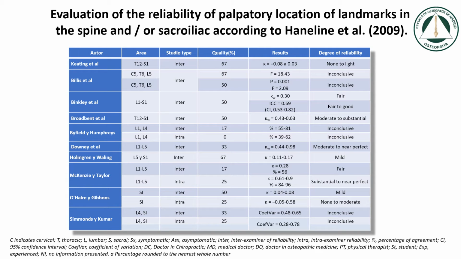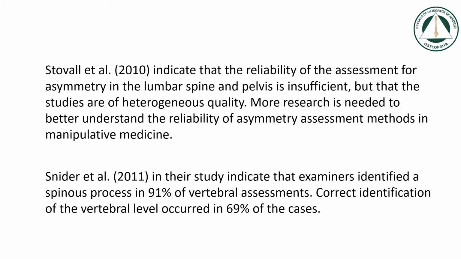Hanneline et al., 2009, indicate that the reported agreement indices are generally low in palpation of the spine and sacroiliac joints. There are no significant differences between palpation methods. No type of static palpation can be considered superior. Stovall et al., 2010, when studying the reliability of the palpatory evaluation for asymmetry in the lumbar spine and pelvis, indicate that it is insufficient, but that the studies are of heterogeneous quality. More research is needed to better understand the reliability of asymmetry assessment methods in manipulative medicine.